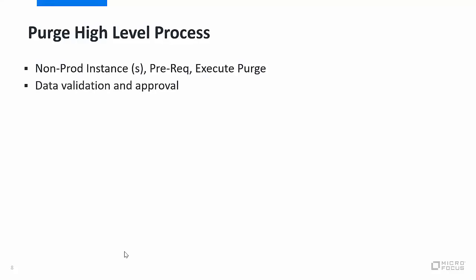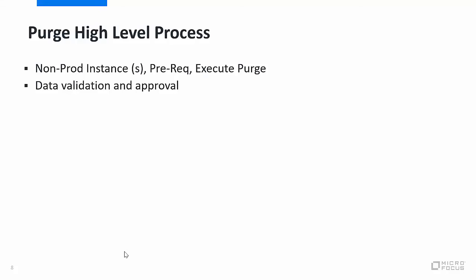Once the purge is successful, you want to do a full data validation to make sure that the data which was part of the business criteria for purge is no longer in the system, and the current data is intact and safe. And you may want to also involve some people from the business side to perform a quick UAT on that.